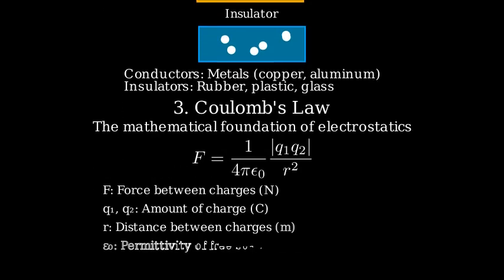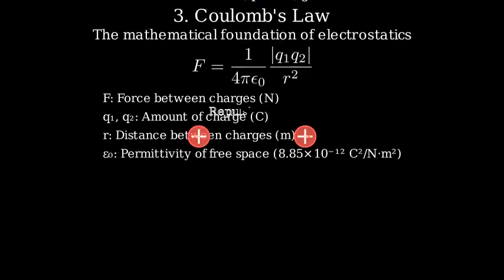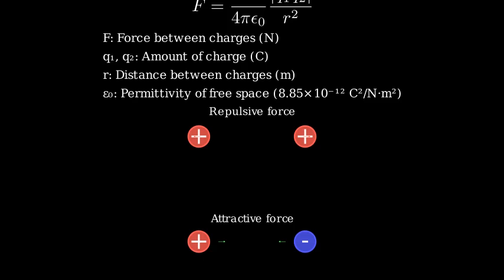Here, F is the force in newtons, Q1 and Q2 are the charges in coulombs, r is the distance between them in meters, and epsilon 0 is the permittivity of free space, approximately 8.85 times 10 to the negative 12 C squared per newton meter squared. The force acts along the line connecting the charges. If the charges have the same sign, the force is repulsive, pushing them apart. If the charges have opposite signs, the force is attractive, pulling them together.